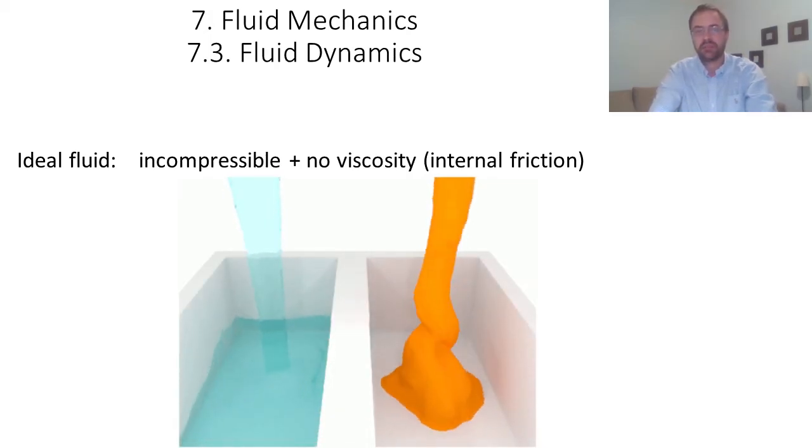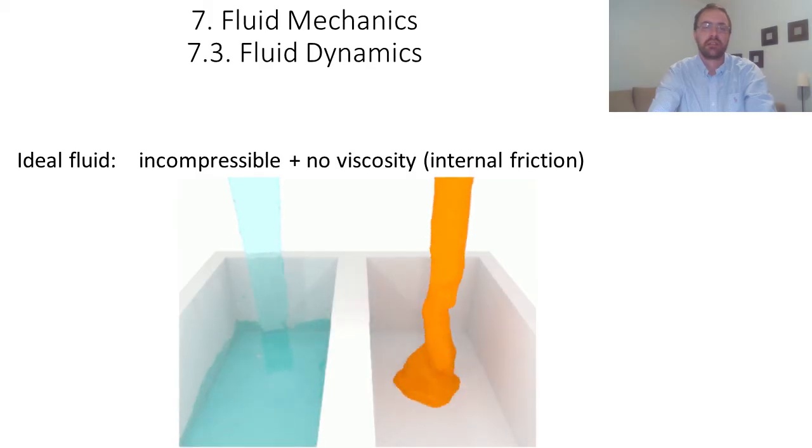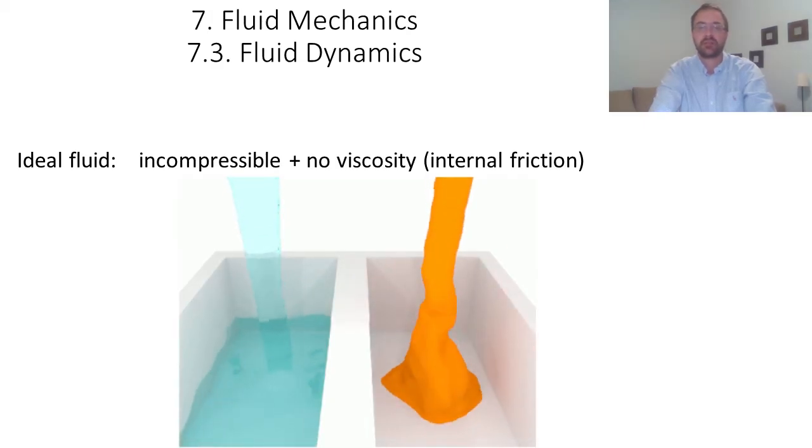So the first thing is the notion of an ideal fluid. This is a fluid that we will consider incompressible and with no viscosity. And the viscosity is the internal friction of a fluid. So some fluids are very viscous, for example, syrup, and those kind of fluids tend to resist the flow. And water is not very viscous compared to syrup, and so it does not resist the flow as much as syrup.